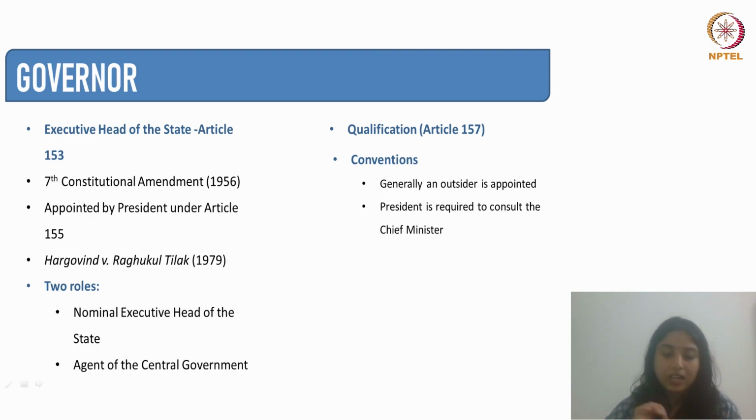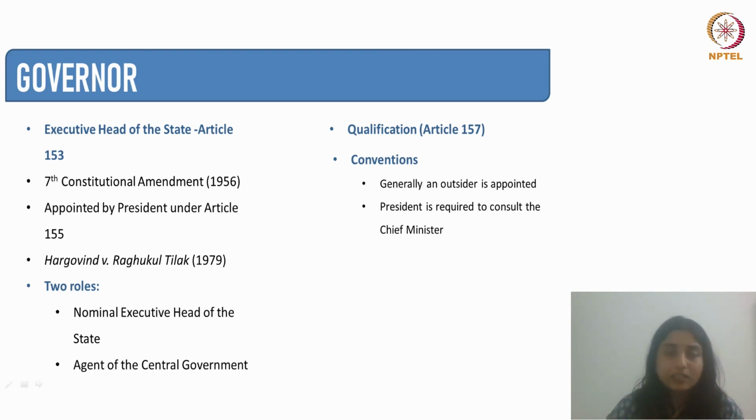However, please note that at the center you have a post called the president and you also have a post called the vice president. When it comes to the state executive, there is no such post as vice governor. There is only one post of governor.